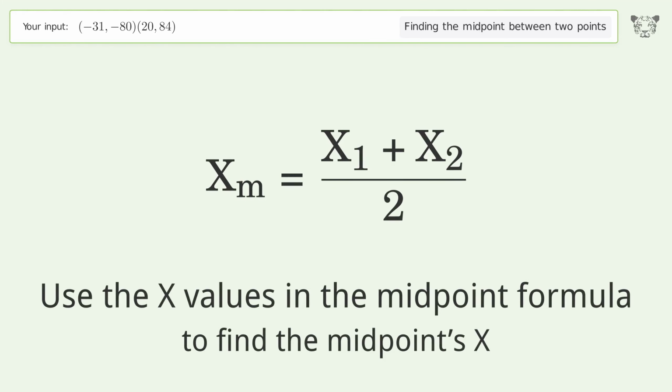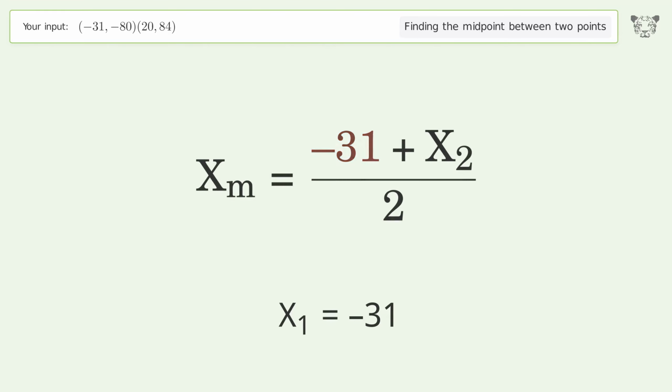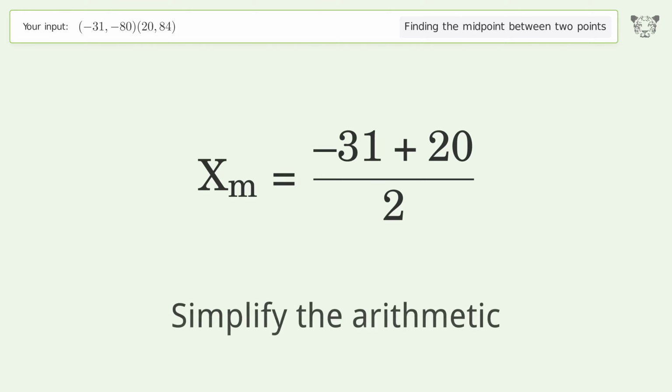Use the x values in the midpoint formula to find the midpoints x. x1 equals negative 31. x2 equals 20. Simplify the arithmetic.